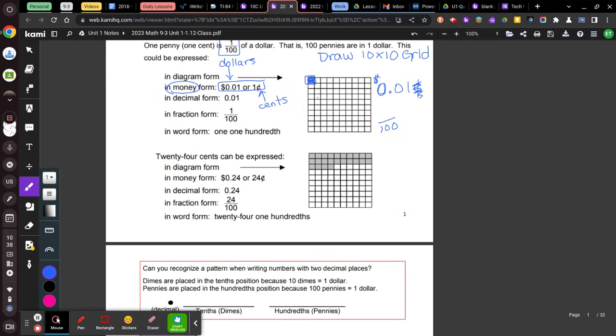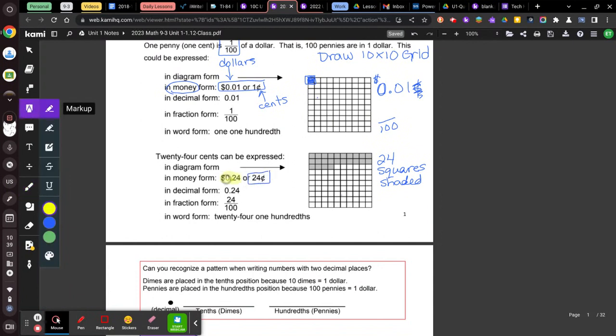So if I want to talk about money, this next one, I've got 24 squares shaded. Well, that means I've got 24 cents. I can write it this way, or I can write it as a dollar amount, with a dollar sign and then my decimal. The dollar and the decimal form are almost identical. The only difference is the dollar form literally puts the dollar sign. That's the only difference. This one is fraction form. So again, fractions are always out of 100 when we're talking about decimal form.